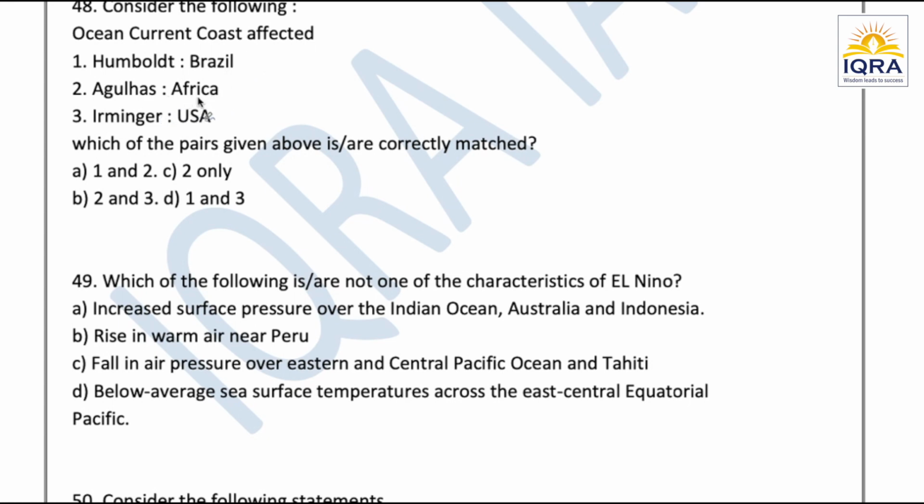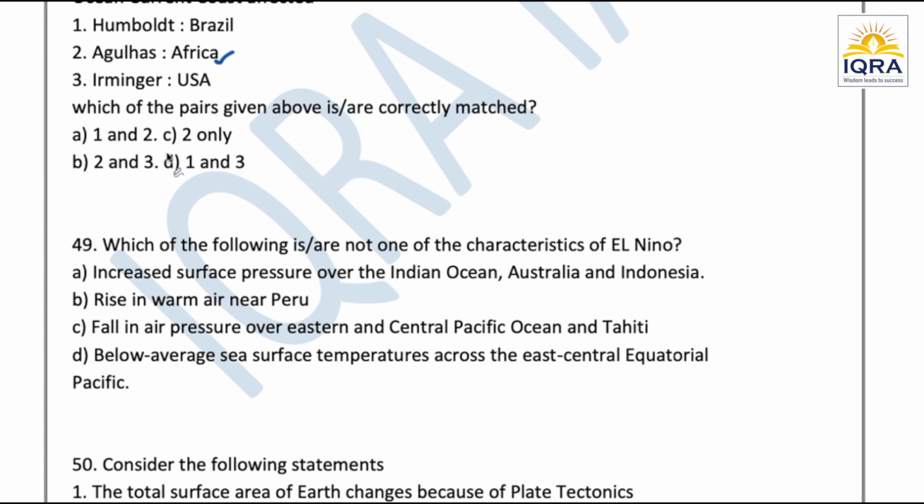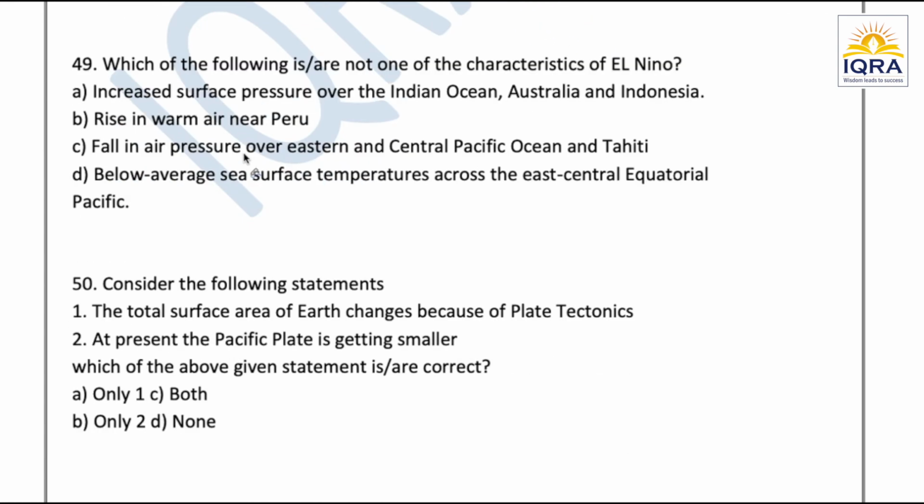Agulhas, Africa, yes, this is correct because it flows south along the east coast of Africa only. Irminger, USA, this is again wrong because it is a North Atlantic Ocean current setting westward off the southwest coast of Iceland, not USA, right? Hence, option C, that is 2 only. Only 2 is the correct answer in this question, right?